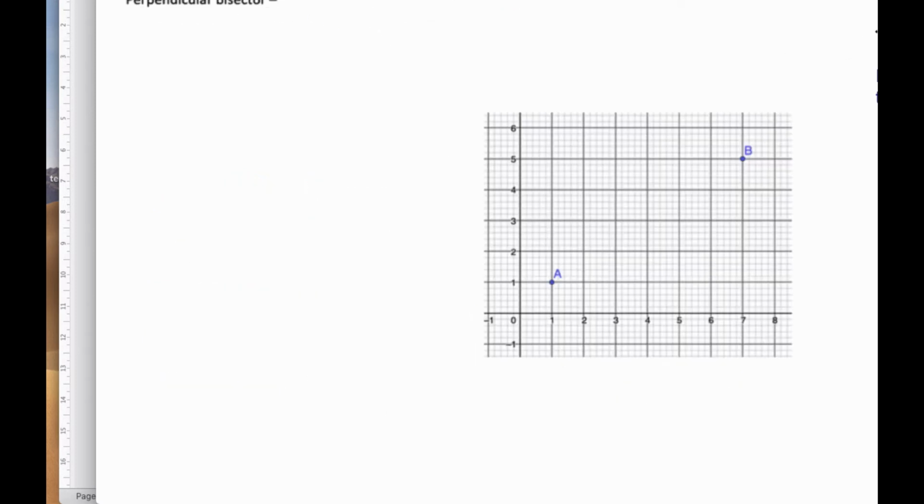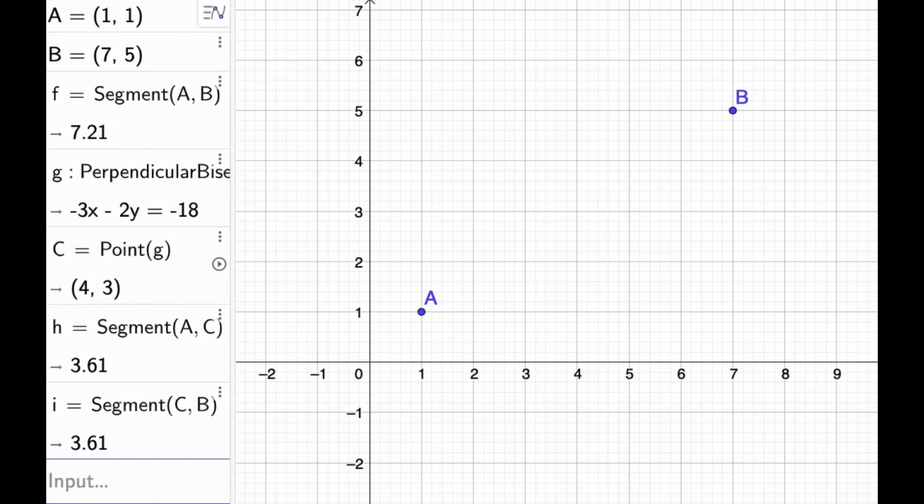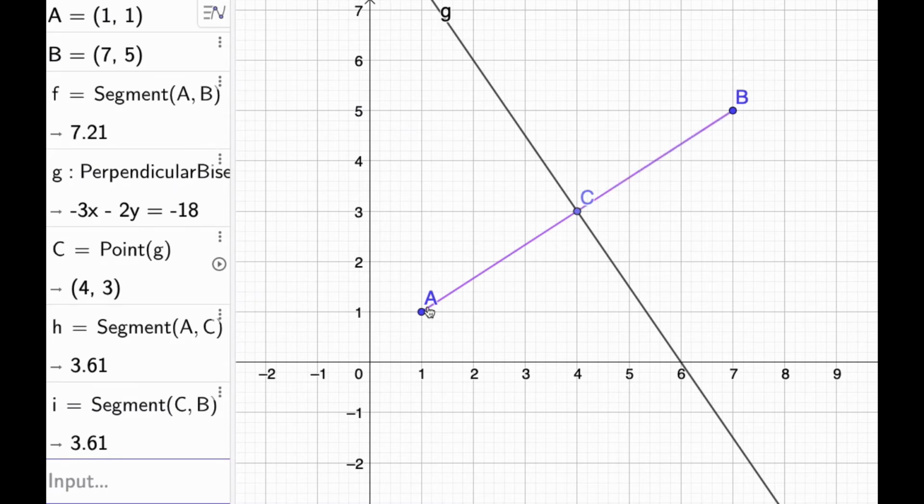Just to refresh your memory, a perpendicular bisector is a line that cuts a segment into two equal parts at a right angle. Okay, and so if we consider this scenario, we have these two points here, and if we're going to make a perpendicular bisector, I consider the midpoint between A and B, and then I make a line perpendicular through it. So that's the perpendicular bisector. And what happens is these two purple segments are exactly equal. So if you look down here, they're both 3.61.